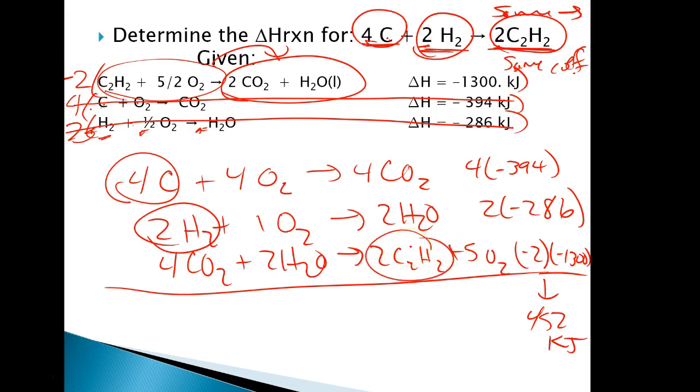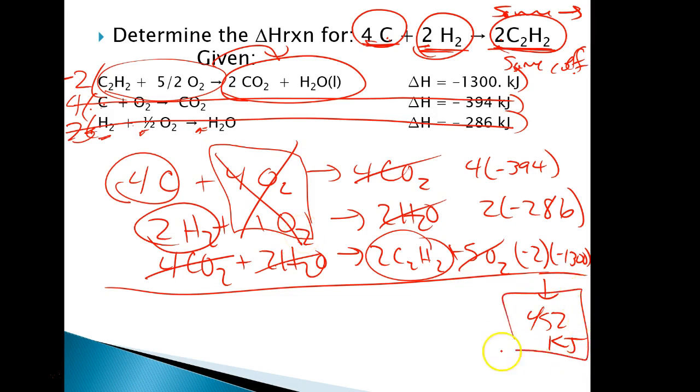Now, I want to make sure everything else cancels out. Well, I see 4 CO2s on the left, 4 CO2s on the right, opposite and the same. 2 H2Os on the left, 2 H2Os on the right, and again, opposite and the same. And then I have a total of 5 oxygens on the left and 5 oxygens on the right. So that tells me I did do it properly.